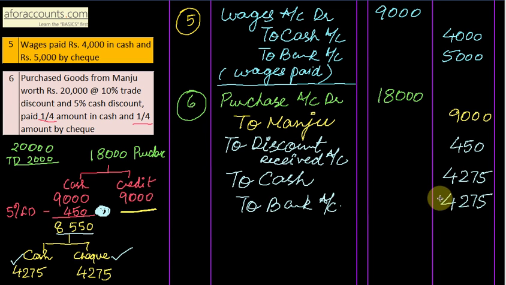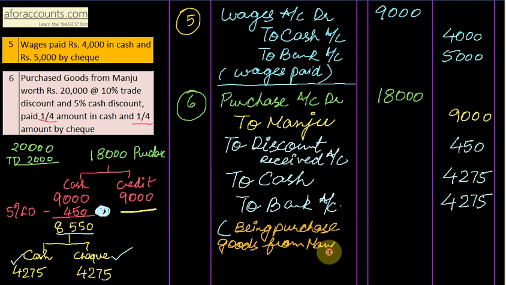Okay, this entry needs practice and you should try and solve such questions so that it is comfortable for you in the exams. So your narration will be: being purchased goods from Manju at 10% trade discount and 5% cash discount. Okay, this was the solution presented to you by aforaccounts.com. Let's move to the next question.